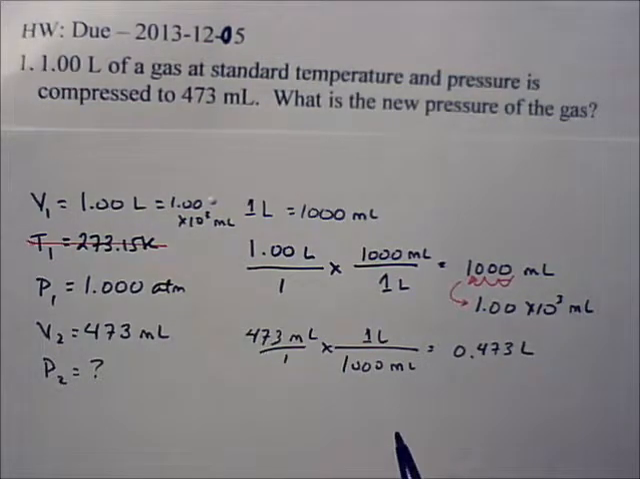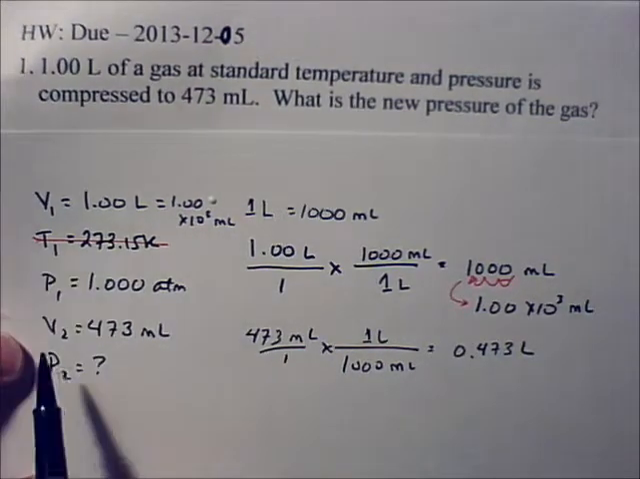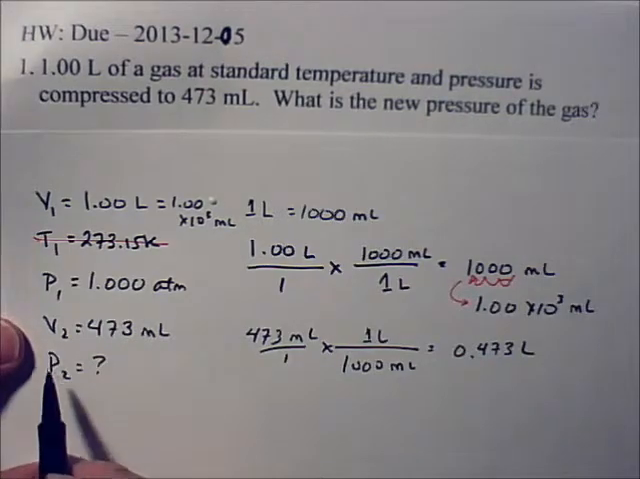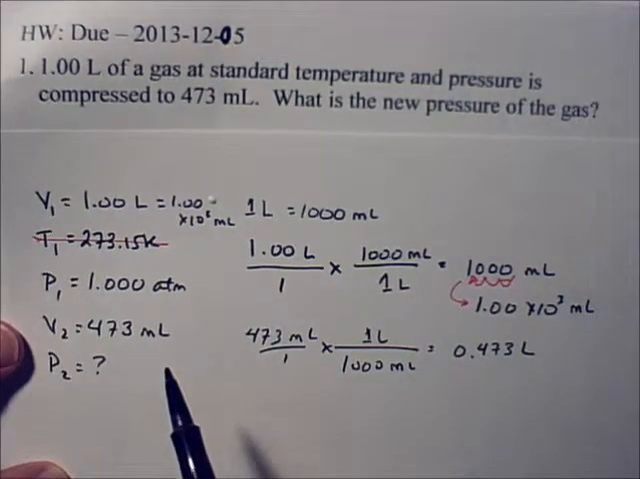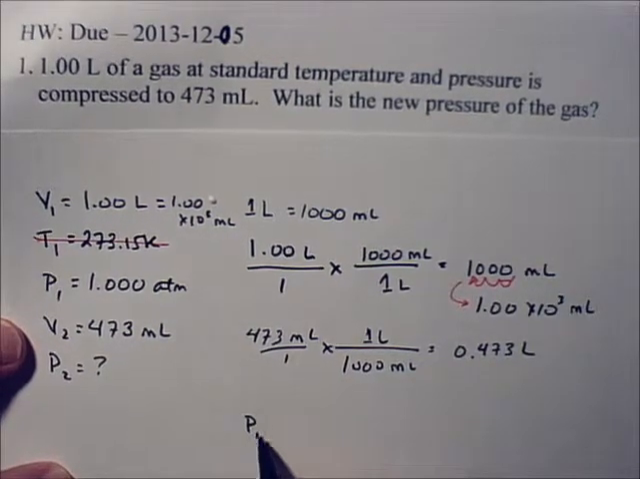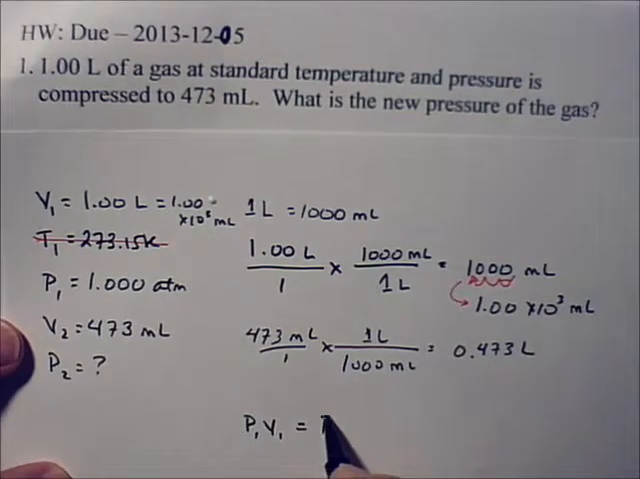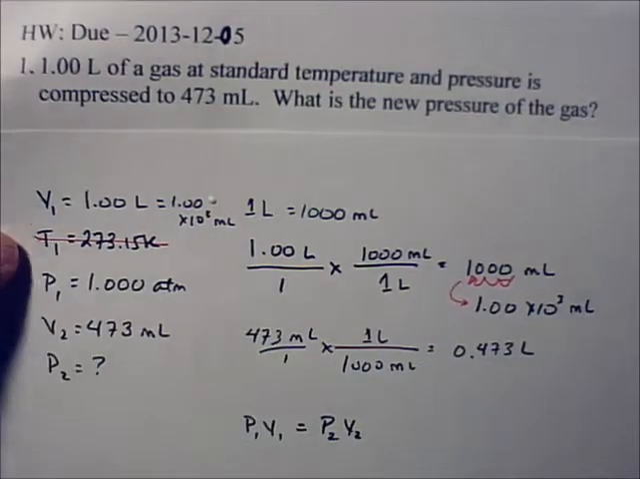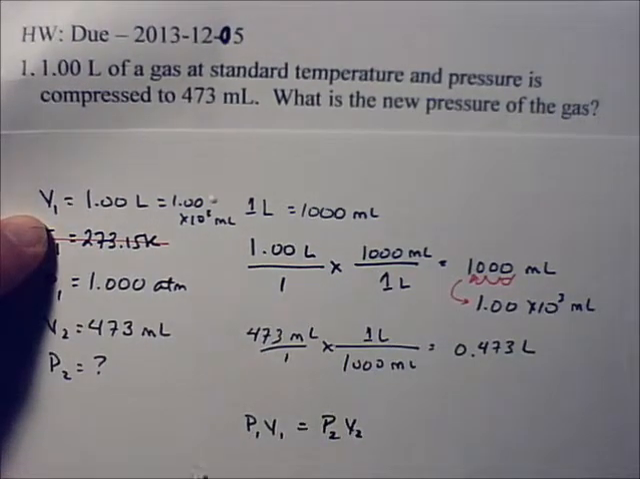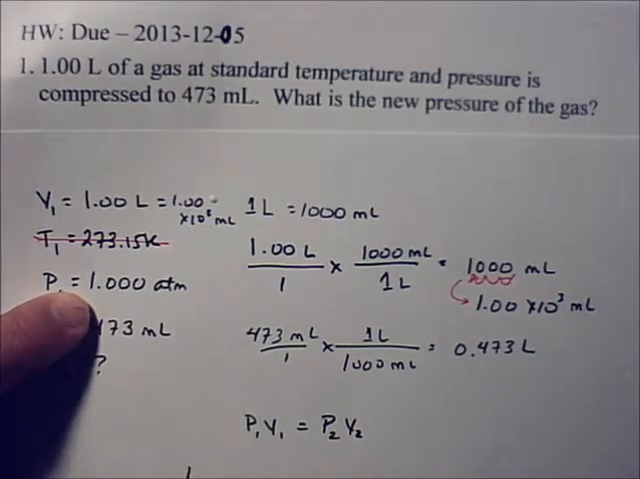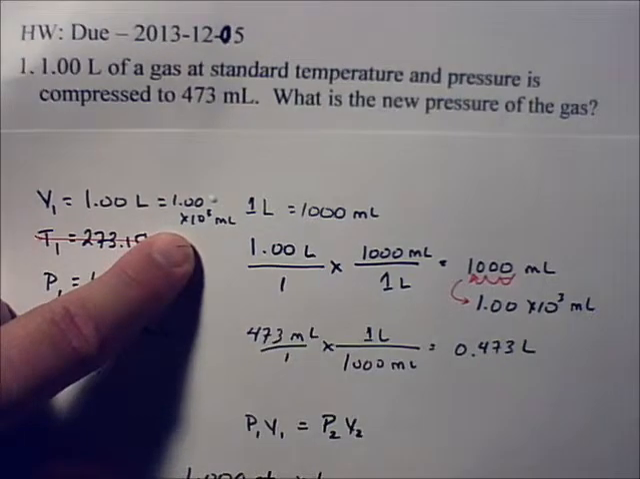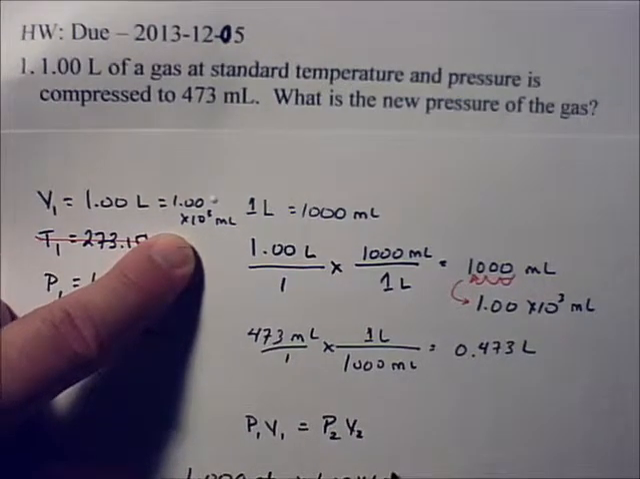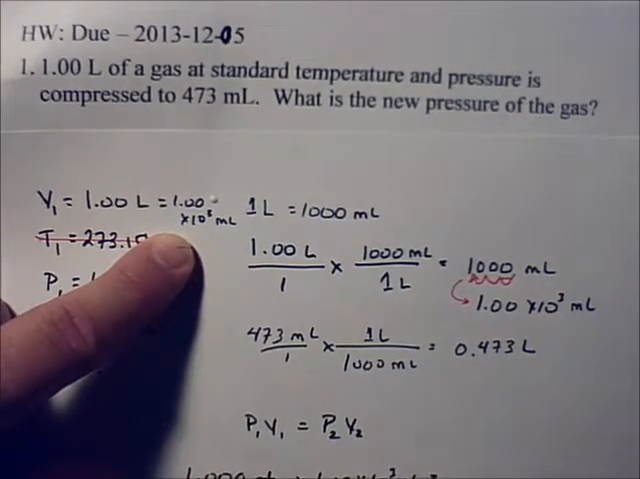All right, I want to use the milliliters here. Okay? So since the temperature doesn't change, we've only got P and V, right? And that's Boyle's law: P1 V1 equals P2 V2. And we're going to plug in what we know. We know pressure 1, let's start with that, is 1.000 atmospheres times the volume 1, which is 1.00 times 10 to the third milliliters.